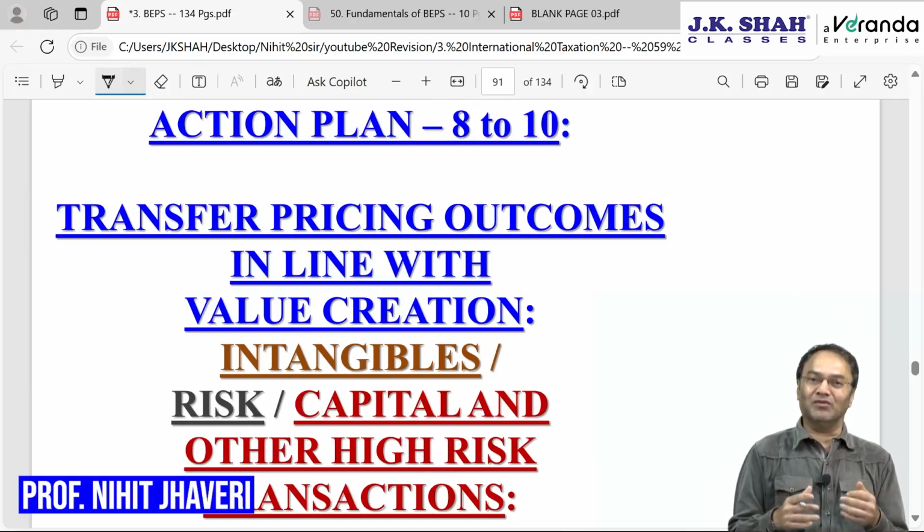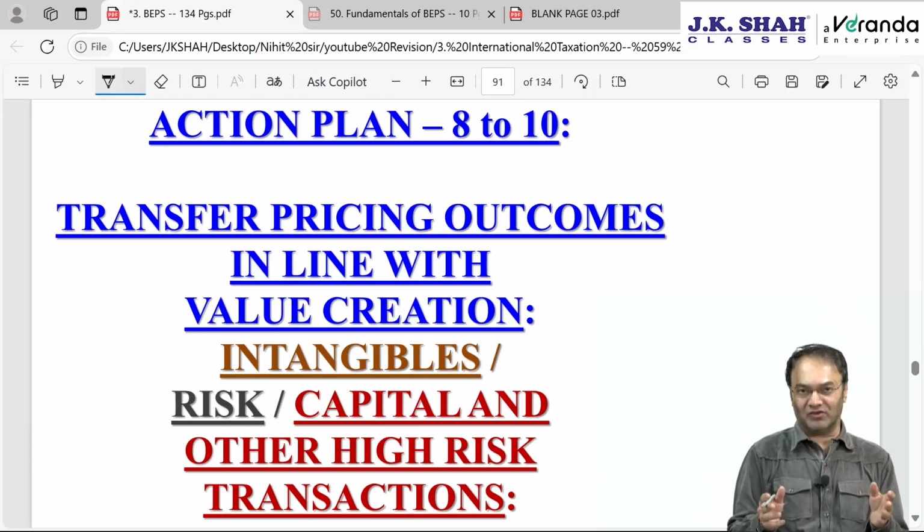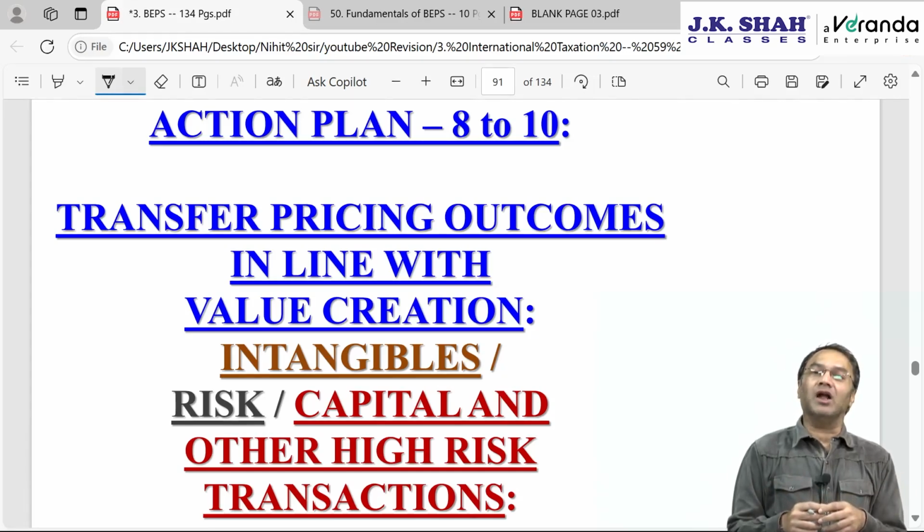Today we will be continuing with the revision of the chapter BEPS, Base Erosion and Profit Shifting, the one which we started last time in part 1. Today in part 2 we will be dealing with action plan 8 till action plan 15. Last time we finished action plan 1 till 7. Base Erosion and Profit Shifting is an initiative of OECD, Organization for Economic Cooperation and Development, started somewhere in 2015-16 and continuing till today.